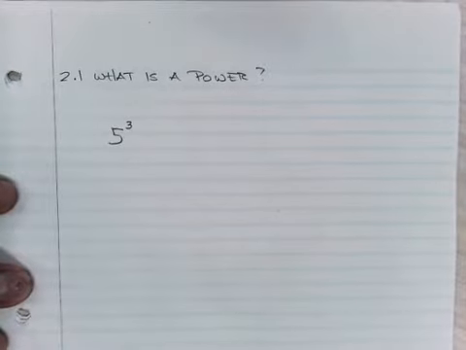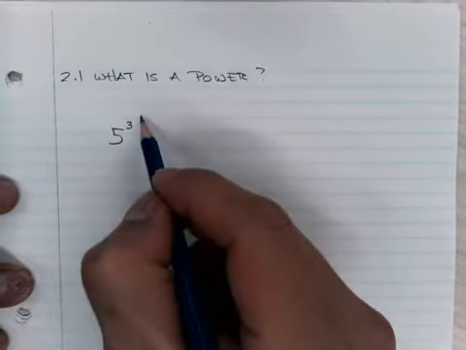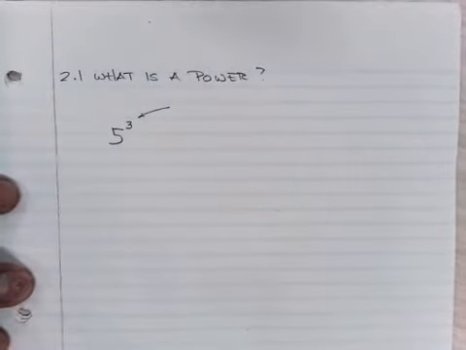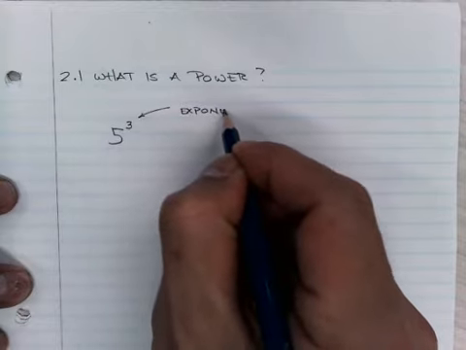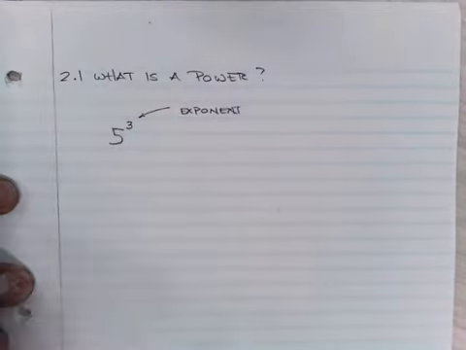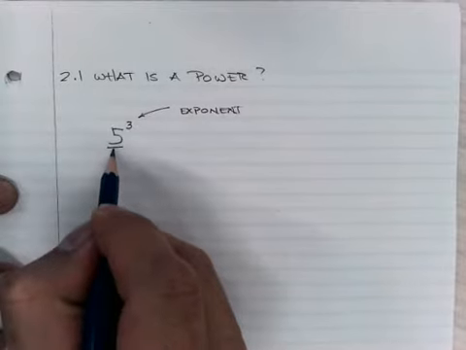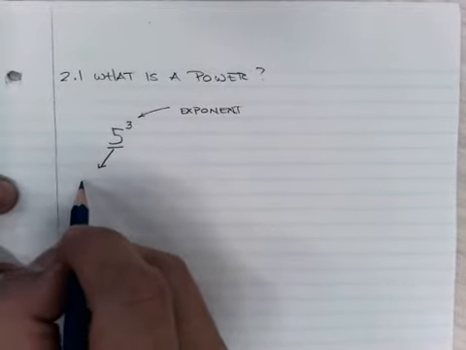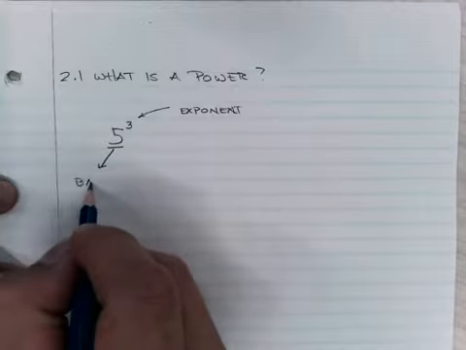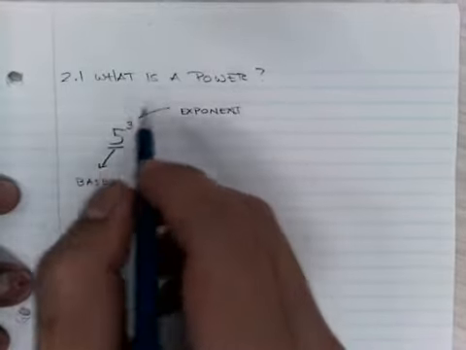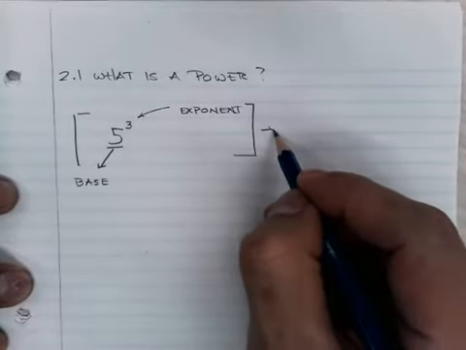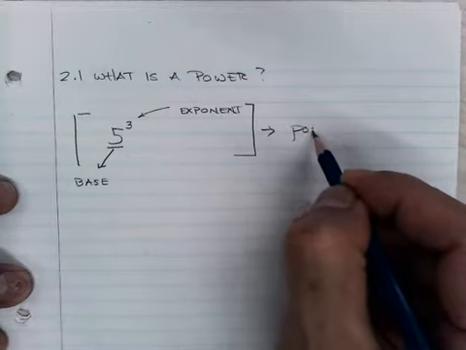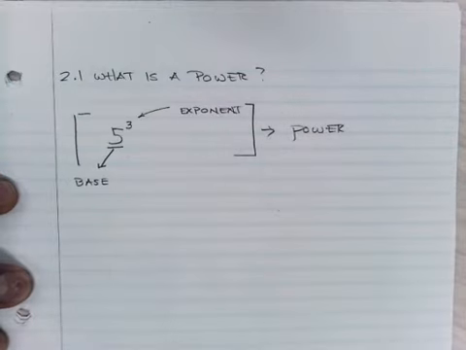But first, let's talk about what these parts are. Hopefully you already know what this little 3 at the top is. This is the exponent. This 5 here is called the base. And the whole thing is labeled as the power. So now you know what a power is.